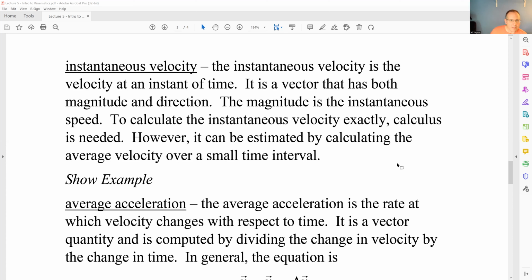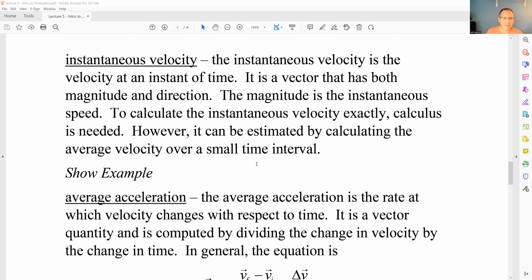Okay, so let me finish up by giving you a few more definitions, and then I'll go to the iPad again to do more examples. So we talked about average velocity. What is instantaneous velocity? Well, the instantaneous velocity is the velocity at an instant in time. Again, it's a vector. It has both magnitude and direction, but now it's simply calculated at some instant in time. To calculate the instantaneous velocity exactly, again, calculus would be needed. However, it can be estimated by calculating the average velocity over a small time interval. Okay, and I'll show you an example of that in a minute.